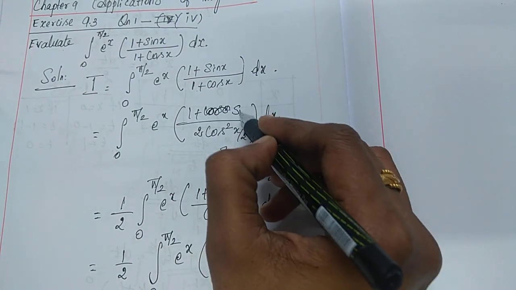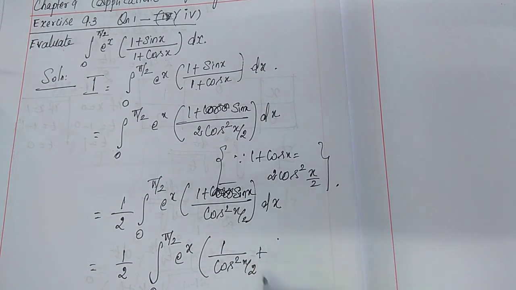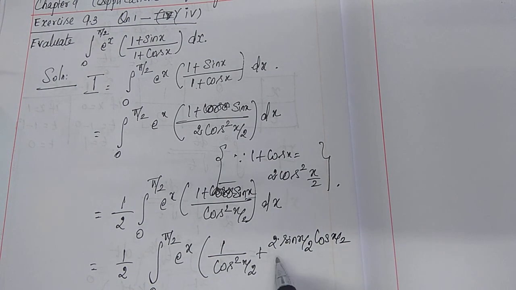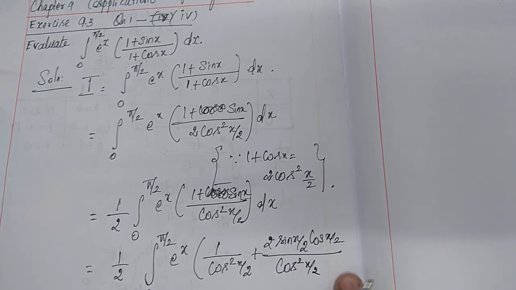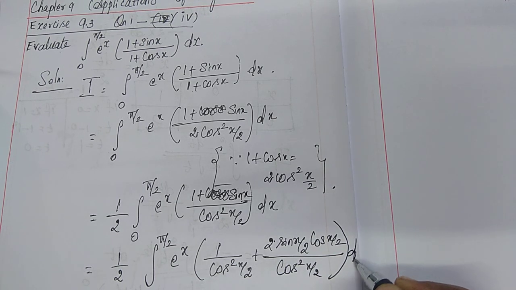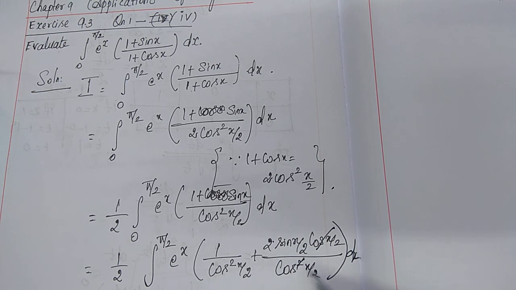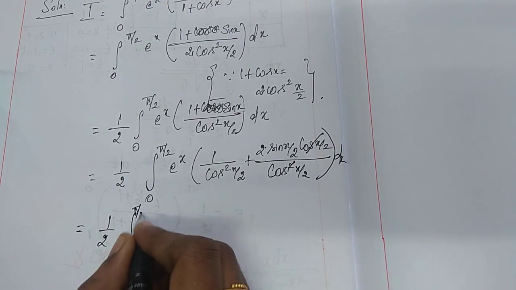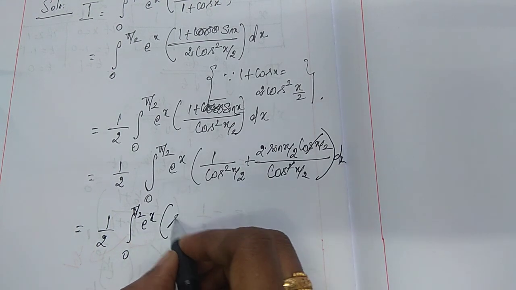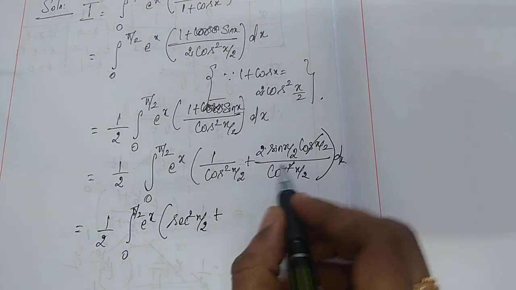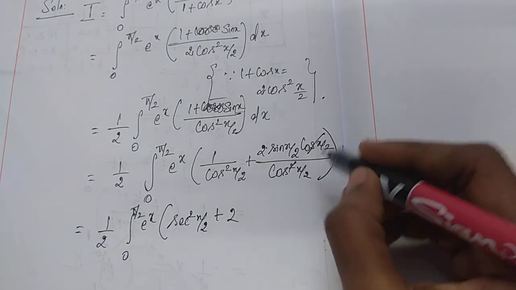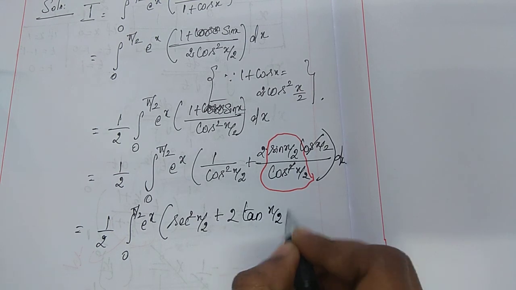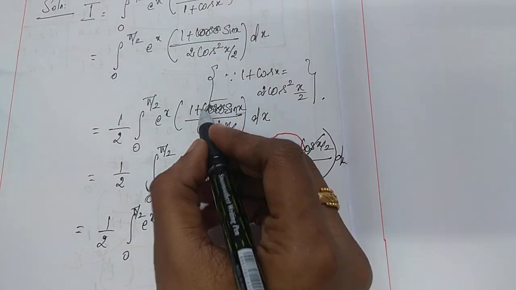Here in 1 plus sin x, for the sin x we can write 2 sin x by 2 cos x by 2, divided by cos square x by 2, dx. The cos x by 2 cancels. So our I is equal to 1 by 2 integral 0 to pi by 2 e power x, 1 by cos square x by 2 is secant square x by 2, plus 2 sin x by 2 by cos x by 2 is 2 tan x by 2, dx.